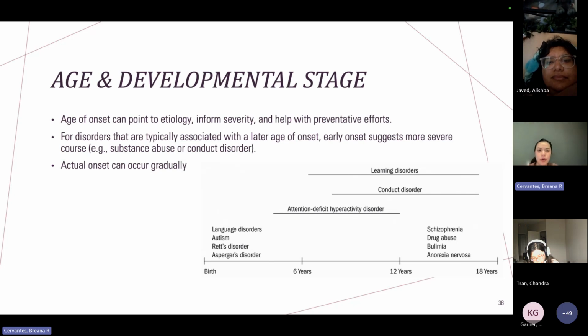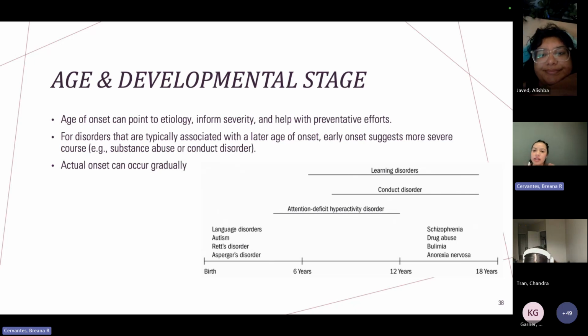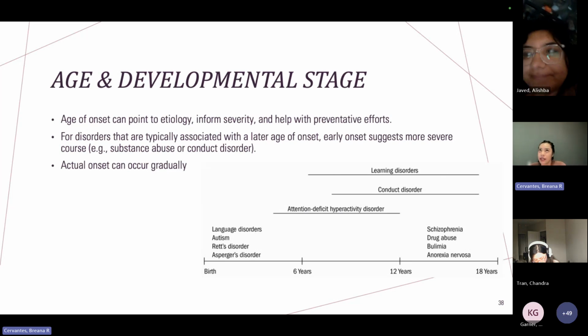This next bullet point is important. For disorders that are typically associated with a later age of onset, when you do see earlier onset for those things that typically happen later, it tends to suggest a more severe course. For example, substance use disorder or conduct disorder you're typically going to see much later in life. You're not going to see substance use disorder for the most part in a 7-year-old. You're expecting that much more in a 17-year-old, someone 16, someone in high school getting closer to adulthood. So that's a disorder typically associated with a later age of onset. If you see early onset, so maybe this kid was 7, that would suggest a more severe course. It's a lot more alarming and concerning that this 7-year-old was diagnosed with a substance use disorder, so it might suggest a more severe course to follow after that early age of onset.